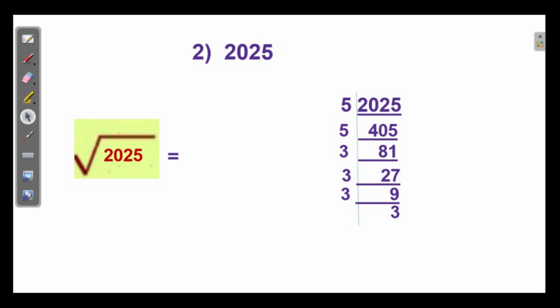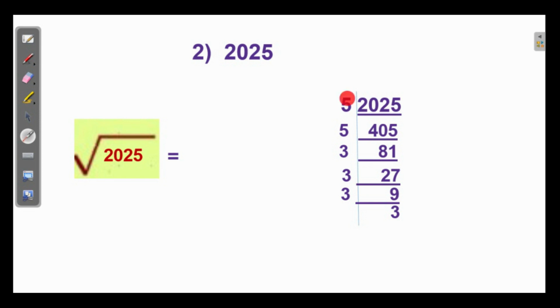Dividing it by 5, 4 5s are 20. Then 2. In 2, there are no 5s, so 0. We have to put 0 here. Don't forget to put this 0 here. Then again we can take this 25, and 5 5s are 25.